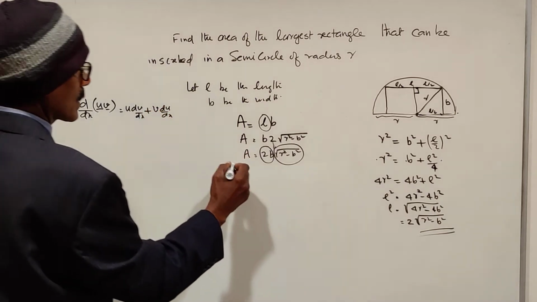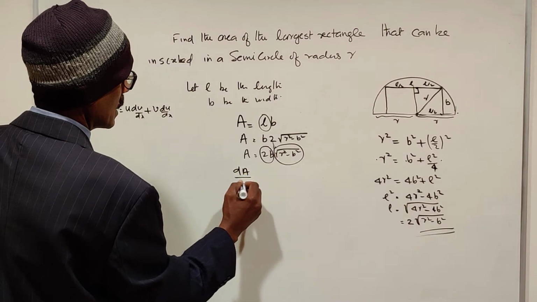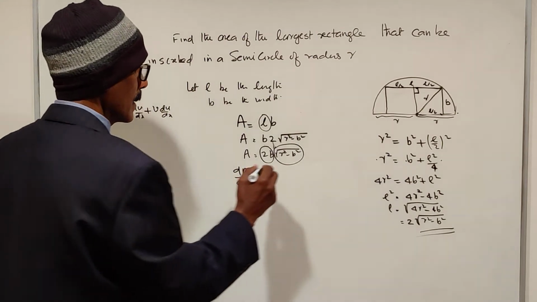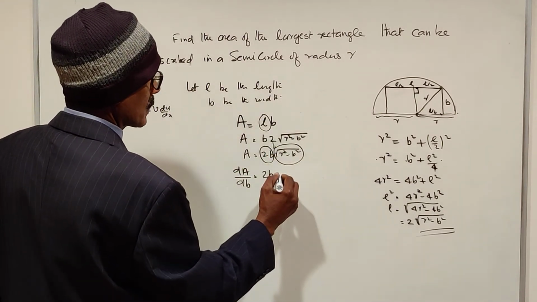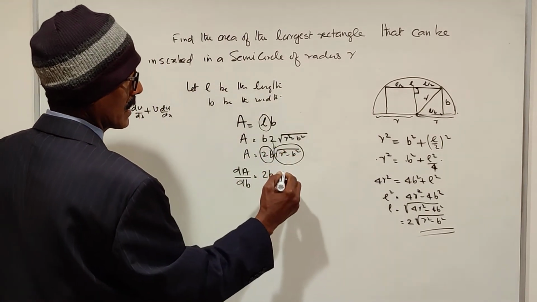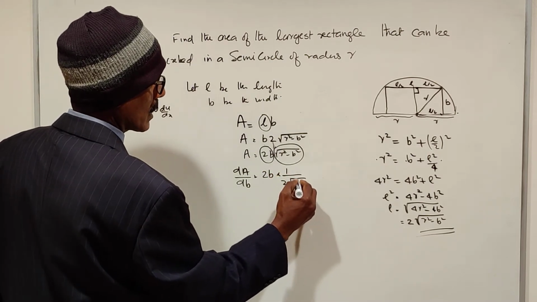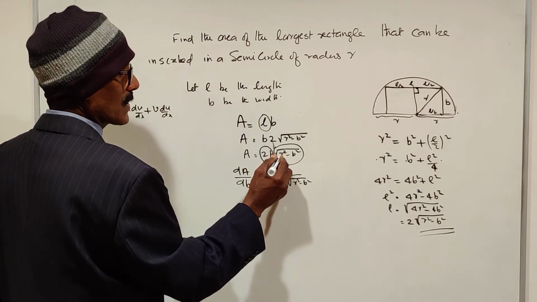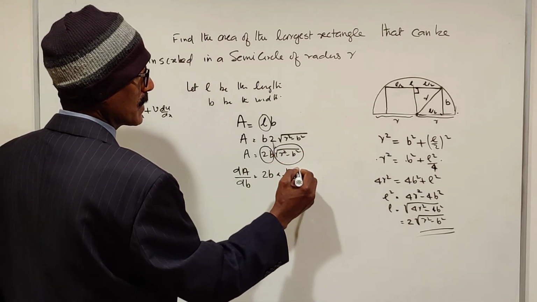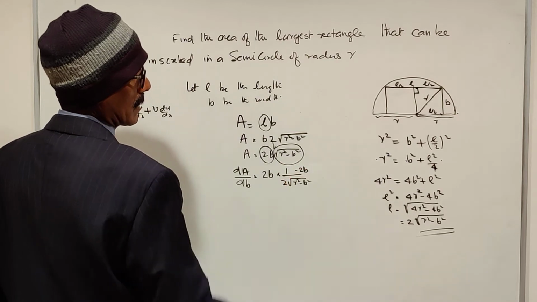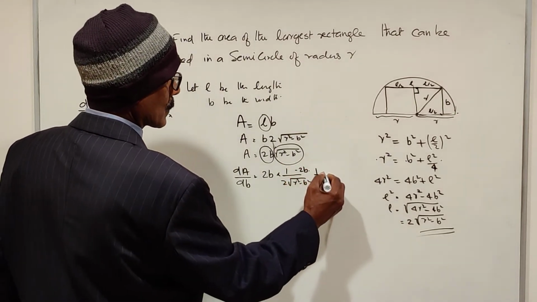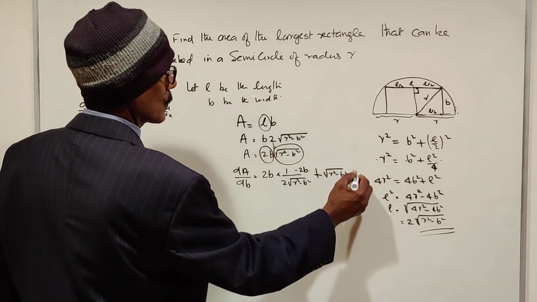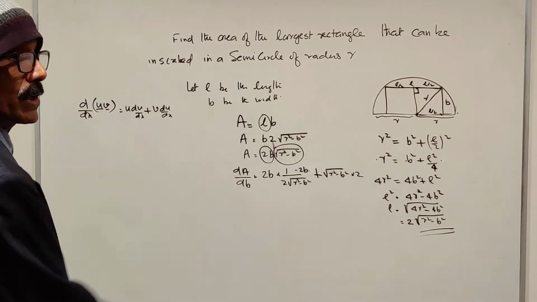So here there are two functions. dA by dB equals, first function is 2b. 2b is not a constant. Derivative of square root of r square minus b square is 1 by 2 root r square minus b square into derivative of r square, which is 0, minus derivative of b square, which is minus 2b, then plus square root of r square minus b square into derivative of 2b, which is 2. So there are two functions here. You need to apply the product rule.